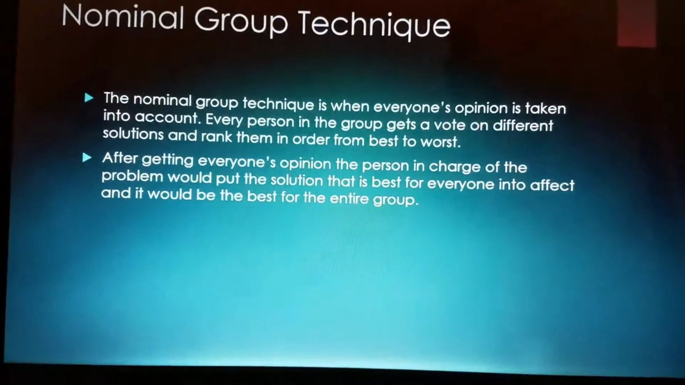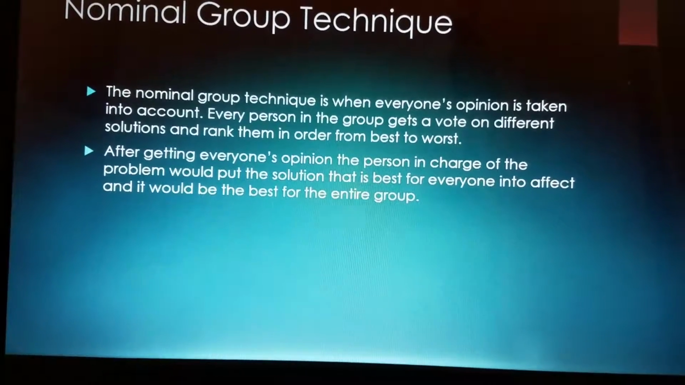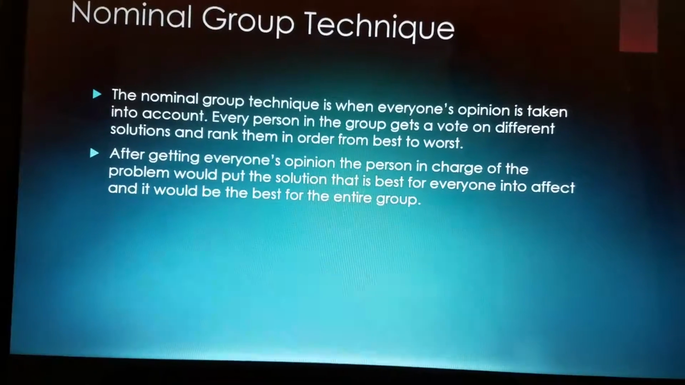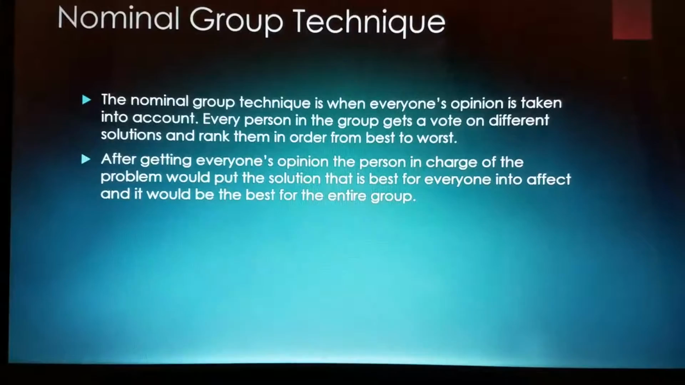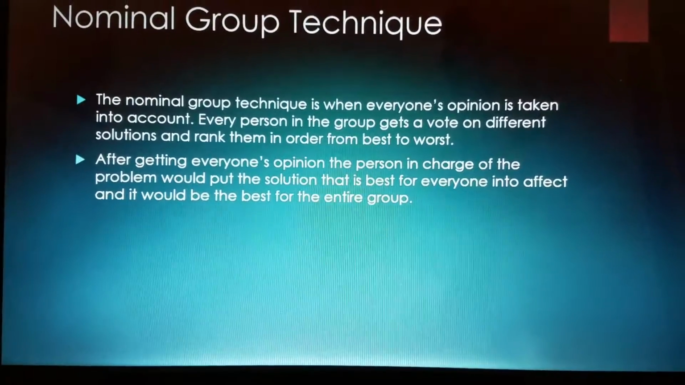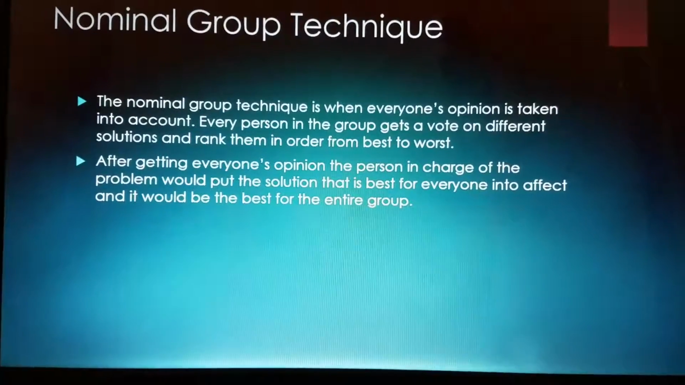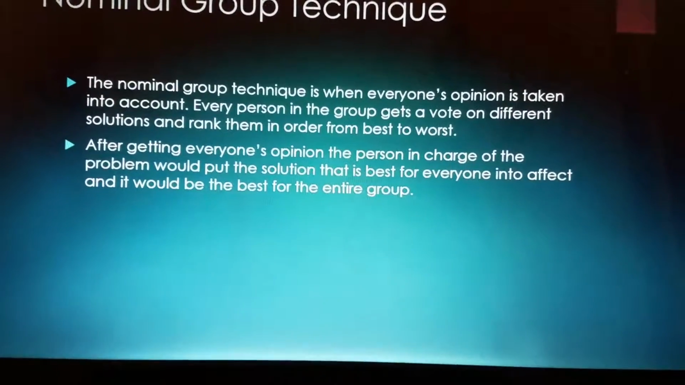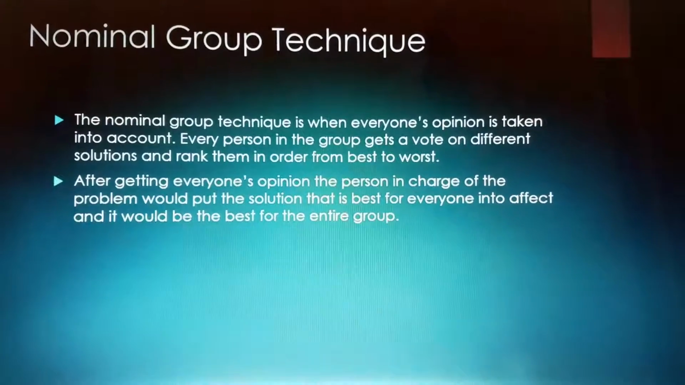The nominal group technique is when everyone that's participating in a group votes on different solutions and ranks them in order of best to worst, and after everyone's opinion, the best solution would get implemented, and it would be implemented for the entire group.